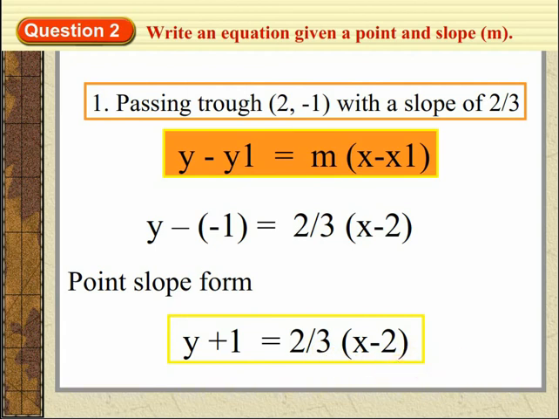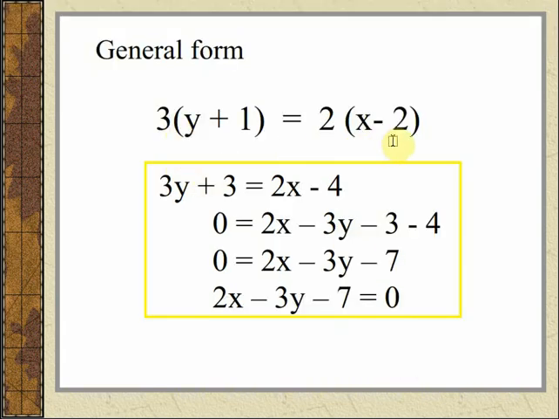So it becomes 3 times (y plus 1) is equal to 2 times (x minus 2). So 2x minus 4, 3y plus 3 is equal to 2x minus 4. So it becomes 2x minus 3y minus 3 minus 4, which is minus 7. So the general equation is 2x minus 3y minus 7 equals 0. Here you can see that we directly calculate the equation of the line within 2-3 steps.